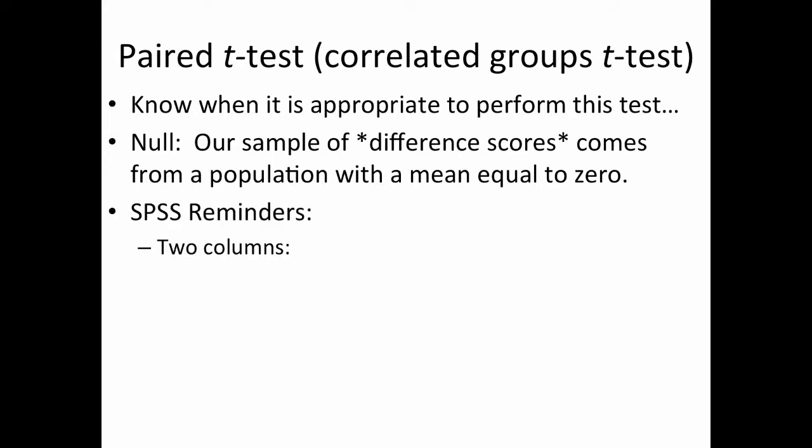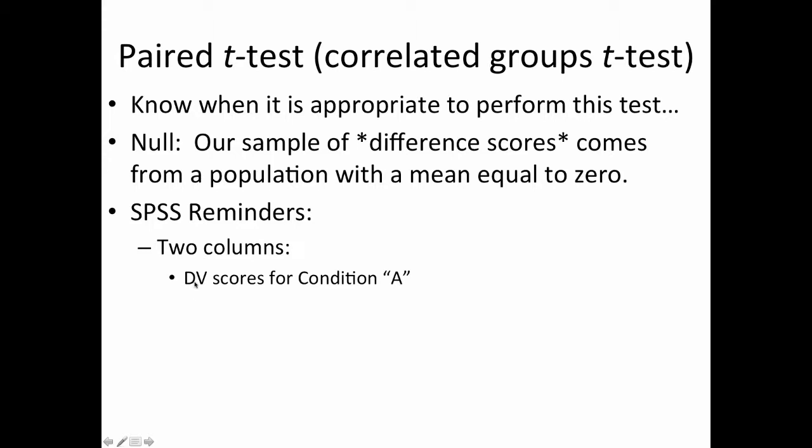SPSS wise, we're going to again end up with 2 columns, but very different 2 columns than we had with the independent groups case. Here we have 2 dependent measures from everybody, or dependent variables. So each person gives us a score, and each row is a person or an object.